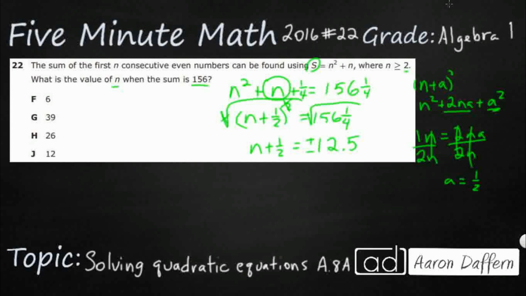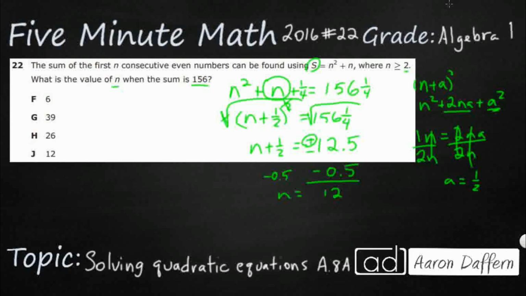So let's solve for n. Since we're doing decimals, let's go ahead and take 0.5 away, right? And let's assume that it's going to be a positive. And we need that to be a positive because remember it says n is going to be greater than or equal to 2. So if this was a negative 12.5, it would be a negative number. So we don't want that. So if I take that positive 12.5, subtract 0.5 on both sides, that gets me n equals 12, which is one of my answers. The other one, right, would have been a negative 13, but we're not looking for that.